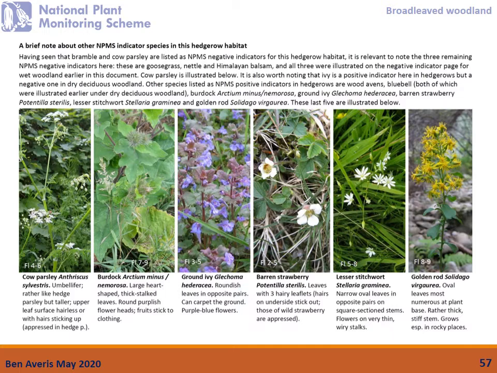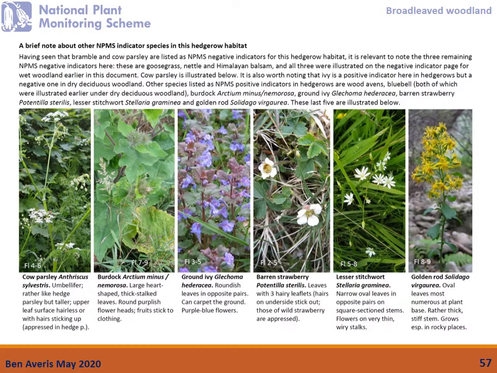The other species on this page, this is the last page of this presentation by the way, are listed as positive indicators in this hedgerow habitat. Burdock, great big thing, huge heart-shaped leaves and those funny fruits that stick to your clothes. Ground ivy that carpets the ground, has roundish leaves in opposite pairs and little crenulate kind of blunt teeth around their edges. Barren strawberry that looks like wild strawberry but doesn't have fruits, and its leaflets have hairs that stick out on the undersides, whereas in wild strawberry, which does have the fruits, the hairs are so closely pressed they're much harder to see.